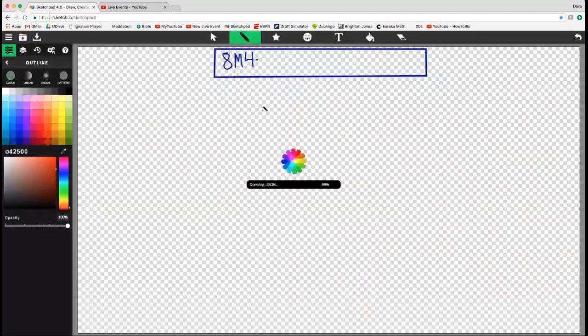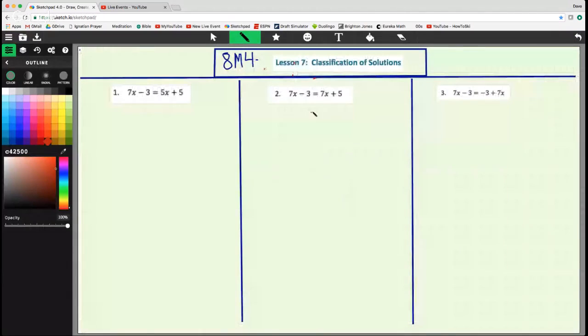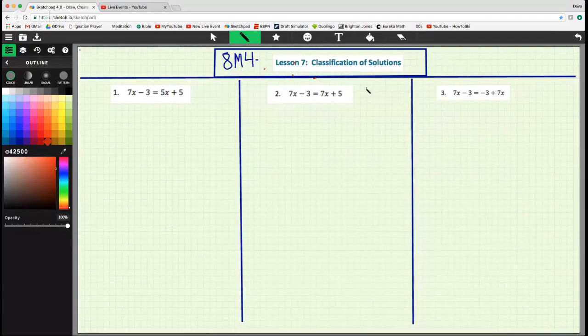So here we go. Our classification of solutions. You're going to have to tell me on these 3 things whether I have 1 solution, 0 solutions, or infinite solutions.